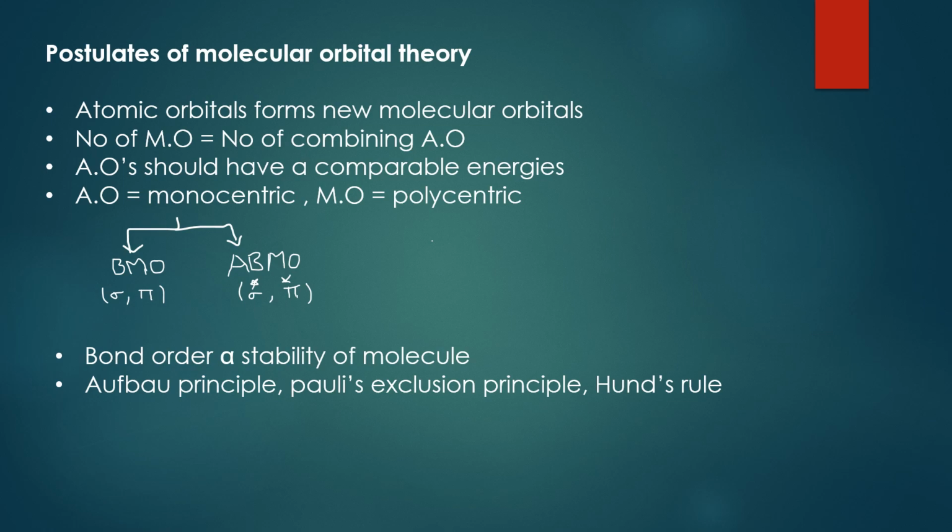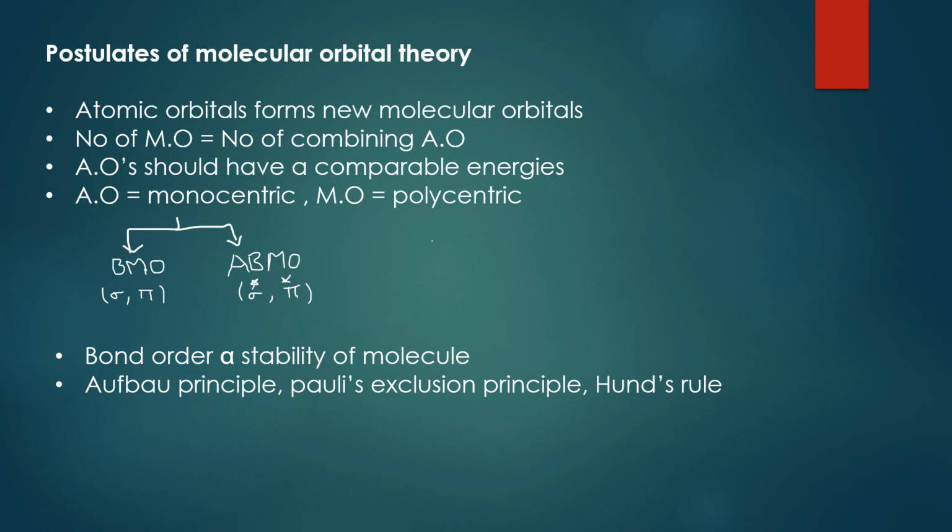Coming to the next postulate, the molecular orbitals can be divided into two types: bonding molecular orbitals and anti-bonding molecular orbitals. Bonding molecular orbitals always tend to occupy the lowest energy levels, meaning they have lower energy than the parent orbitals. When the bonding molecular orbital energy is low, its stability is more. Sigma and pi orbitals are bonding molecular orbitals.